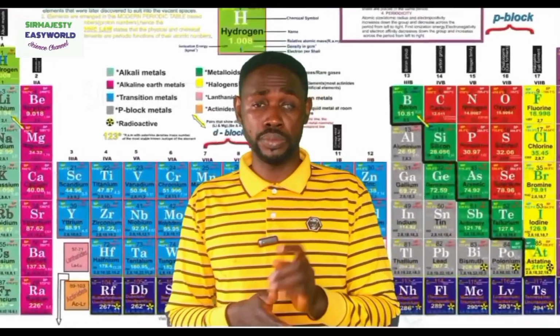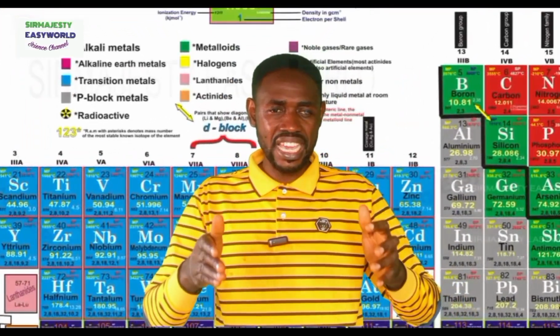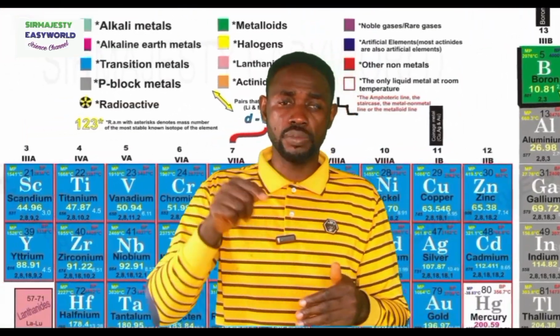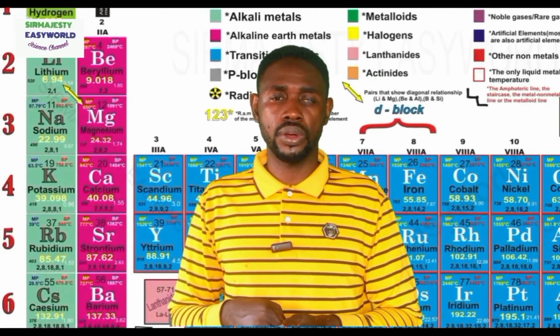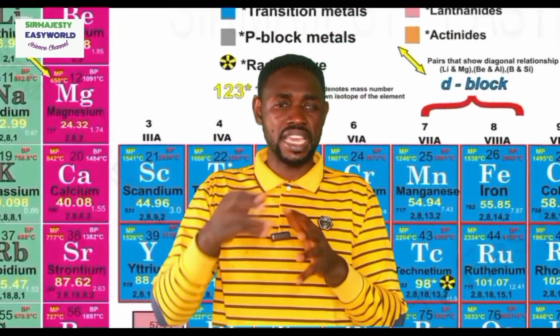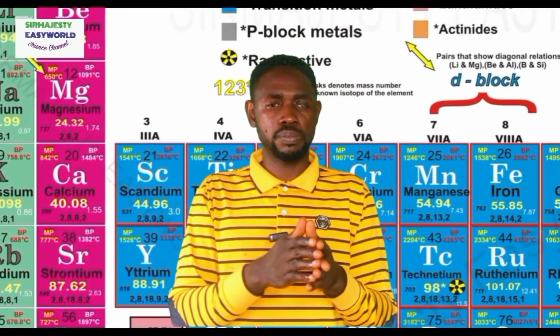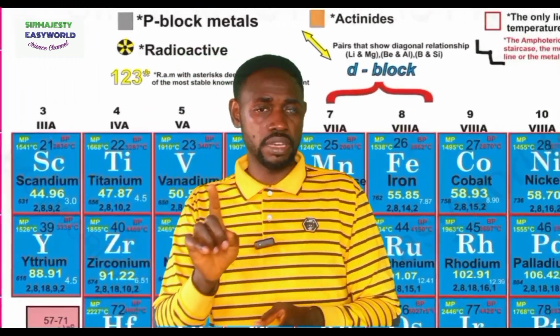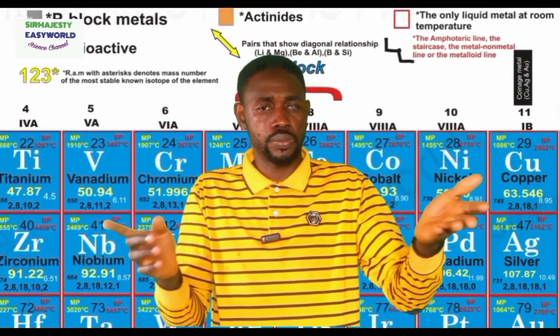The S and P blocks form the margins, the ends of the periodic table, with the D block in between them. That is, the D block is in the middle of the S and P blocks. The S block metals, that's the group 1 alkali metals, for example lithium, sodium, potassium, rubidium, cesium group.